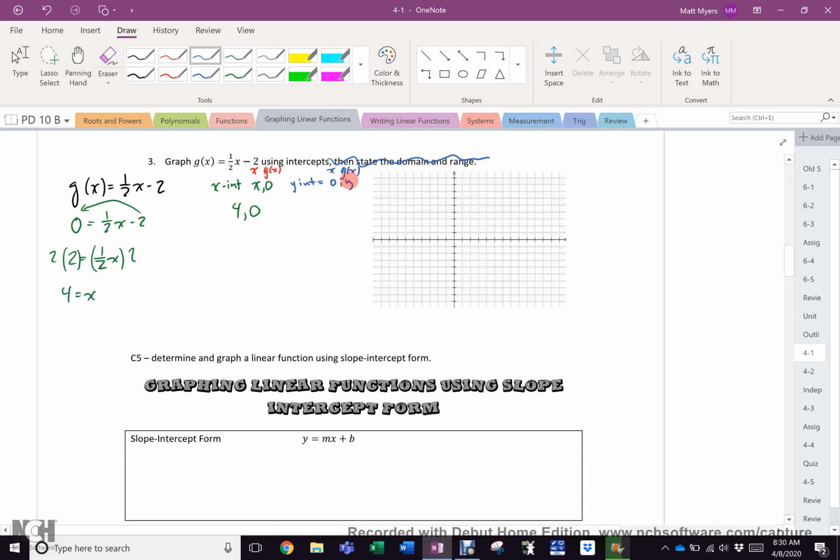Now I'll do this one. My g of x equals y. G of x, y. And my x equals 0. 1/2 of 0 minus 2. Half of 0 is 0, so y equals -2. There's a y, 0, -2. And then I just put it on the graph. 1, 2, 3, 4, 0, and -2, 0, and then I connect the line. That's how easy intercepts are.